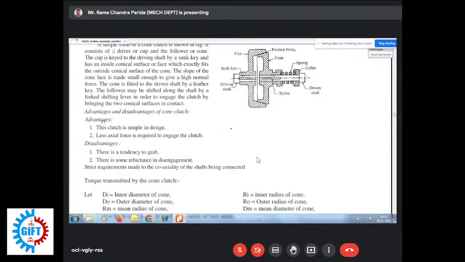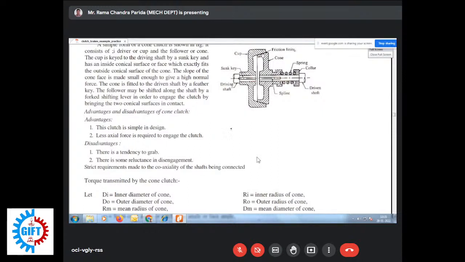The advantage of this one is that this clutch is simple in design and less axial force is required to engage it, compared to the other types of clutches we discussed. Here it requires less axial force. And what is the disadvantage?